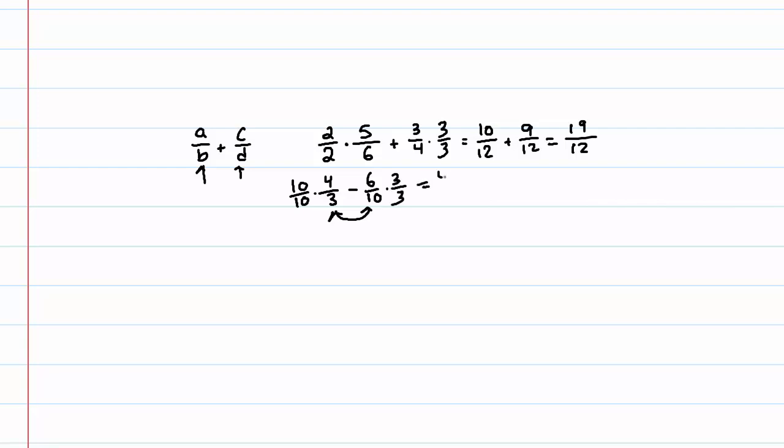We can rewrite this as 40 over 30 minus 18 over 30. This will give us a final answer of 22 over 30, which can be reduced if we divide the entire thing by 2 to 11 over 15. And that's about it for fraction rules.